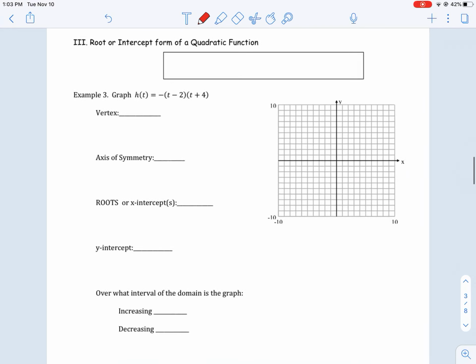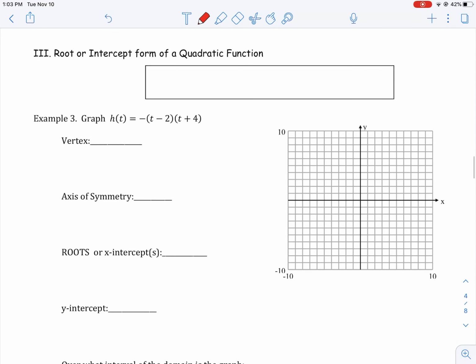Okay, root or intercept form of quadratic equation. And this is the last part. So the form looks like this. To graph this thing, again, I'm going to have to plug this into my x and y. So I'm going to do that right now. Make sure to change those t's to x's.